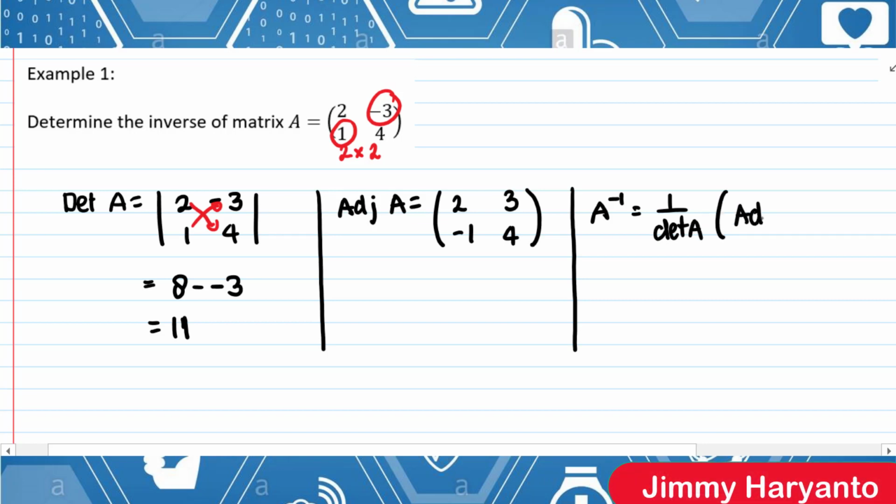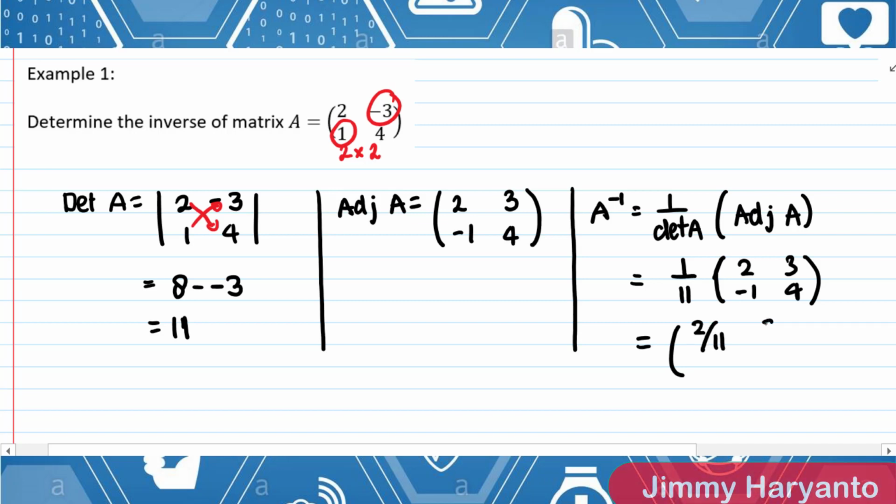After that, we can find the inverse directly using the formula 1 over determinant A times adjoint of A. So 1 over the determinant, which is 11, and then the adjoint is 2, 3, negative 1, and 4. You can multiply the 1 over 11 into the matrix, or you can leave it like that. If you multiply, the result will be 2 over 11, 3 over 11, negative 1 over 11, and 4 over 11. There you go. This is how to find a 2 times 2 inverse matrix.